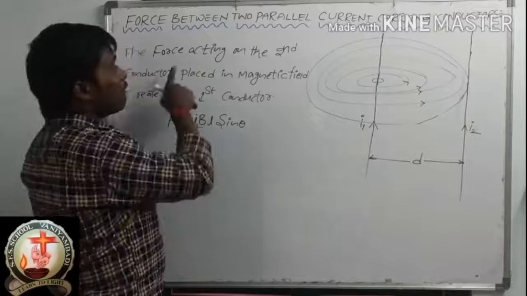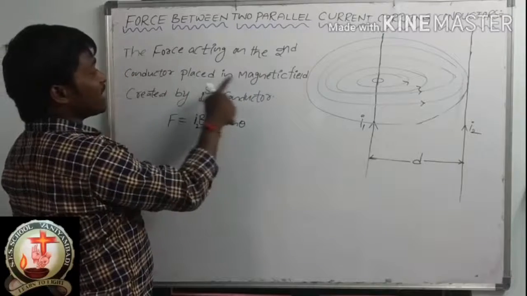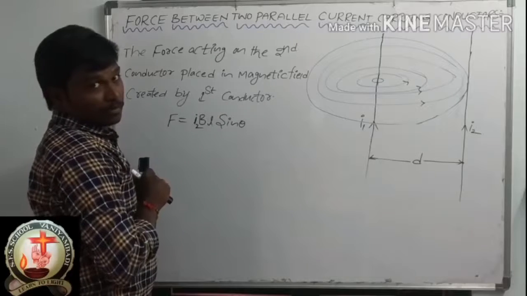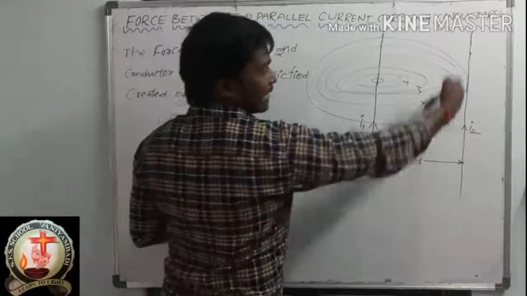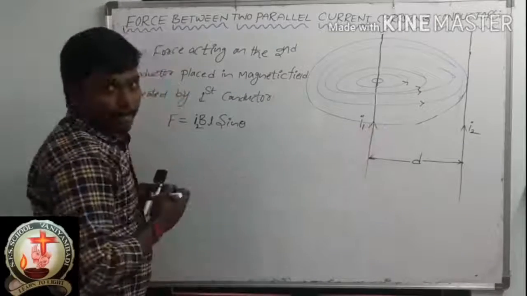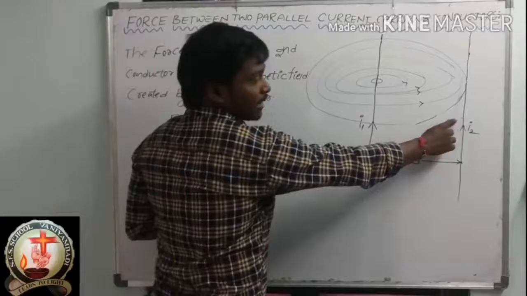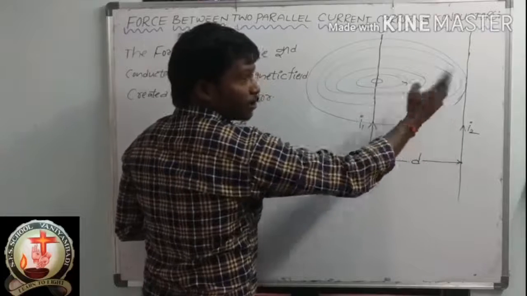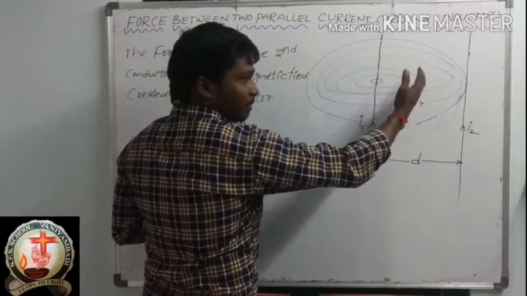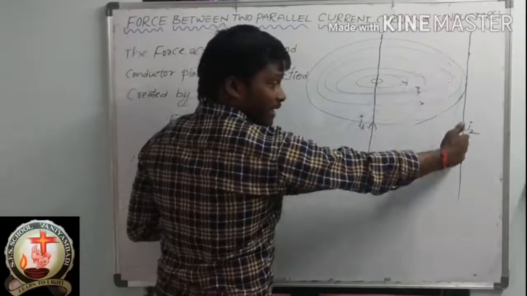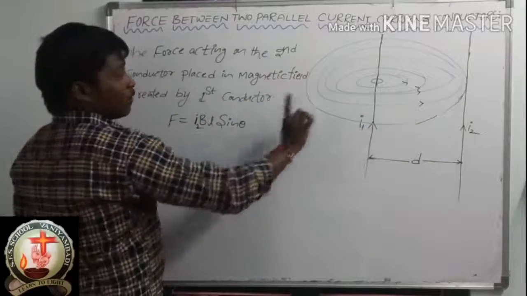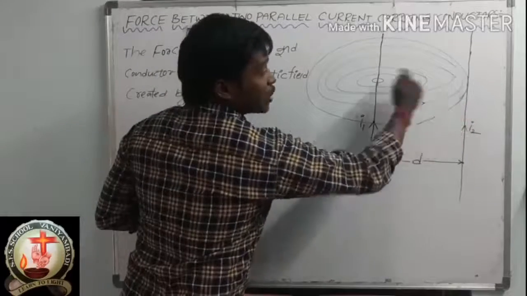Please see here. The force acts on the second conductor, which is placed in the magnetic field created by the first conductor. So for what reason is force acting on the second conductor? Due to the first one. Because of this first conductor only, the magnetic field is created. Because of that magnetic field only, some force acts on this conductor.